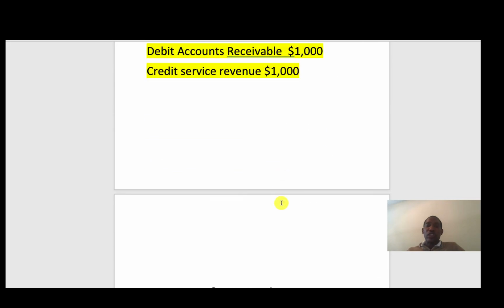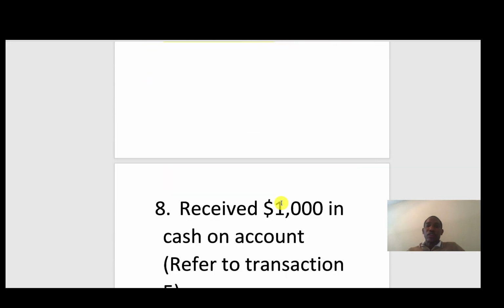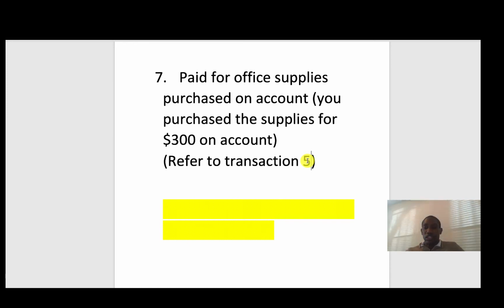Now, what are you doing here? Okay, let me change this to transaction 2. What you're doing here is now you're paying for the supply. So here's the big mistake people make in this transaction.